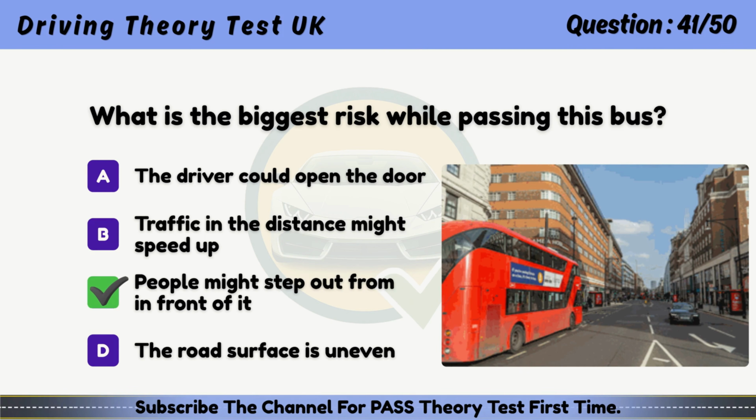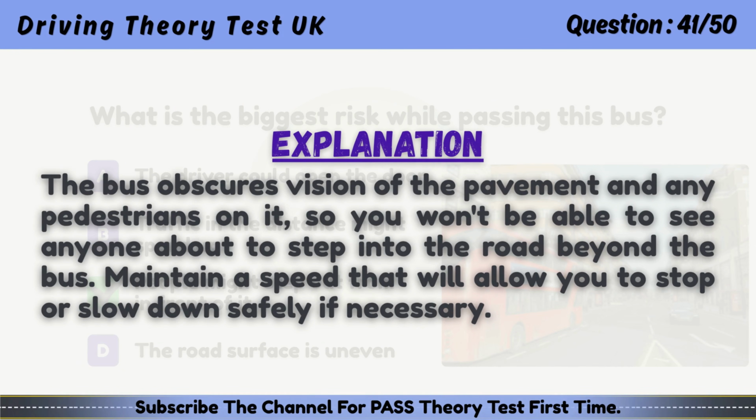Answer is C. People might step out from in front of it. The bus obscures vision of the pavement and any pedestrians on it, so you won't be able to see anyone about to step into the road beyond the bus. Maintain a speed that will allow you to stop or slow down safely if necessary.